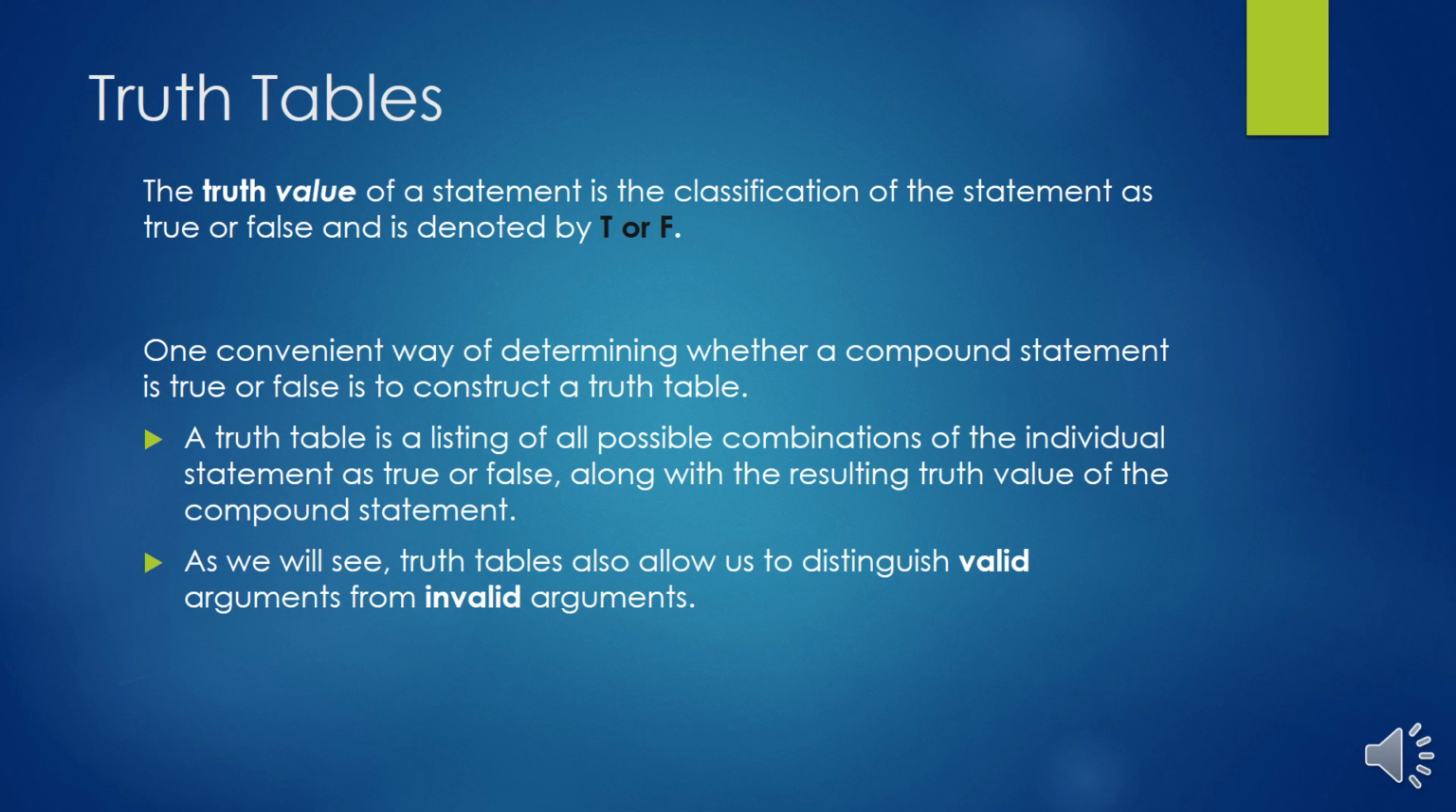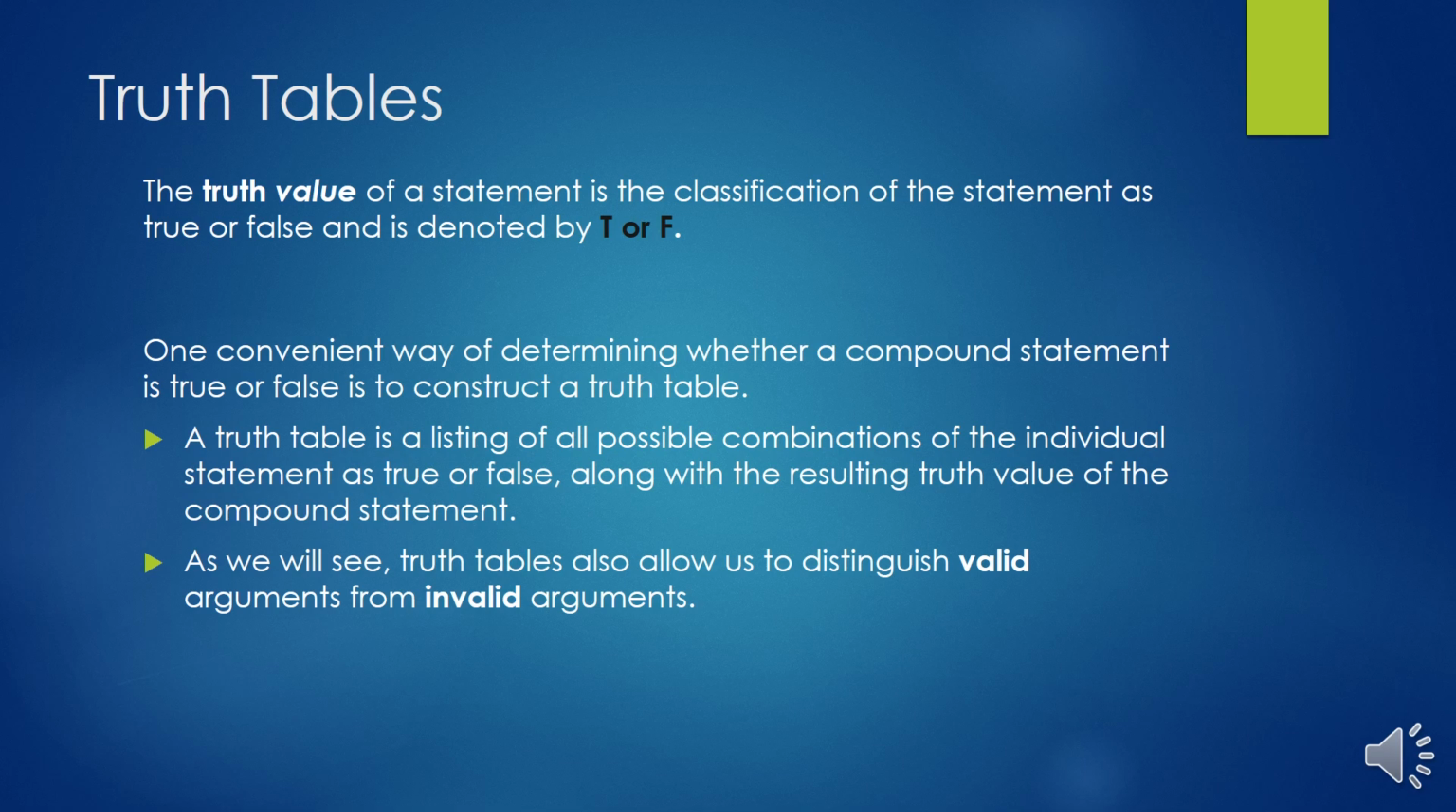Now, we've been learning about compound statements and symbolic logic. One convenient way of determining whether a compound statement is true or false is to construct a truth table. A truth table, by definition, is a listing of all possible combinations of the individual statements as true or false, along with the resulting truth value of the compound statement. So it's going to be a big table.